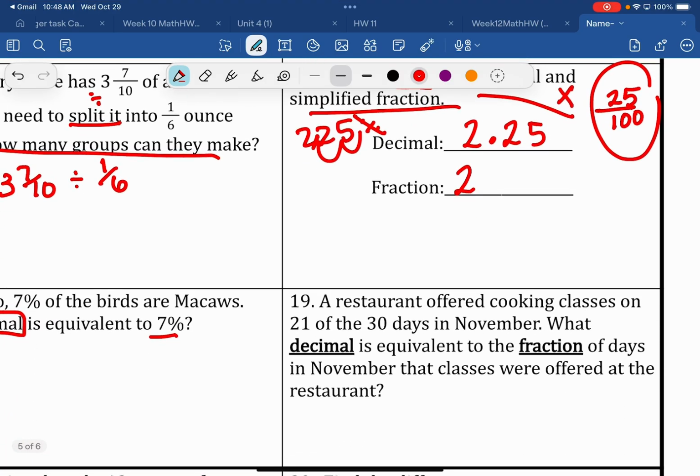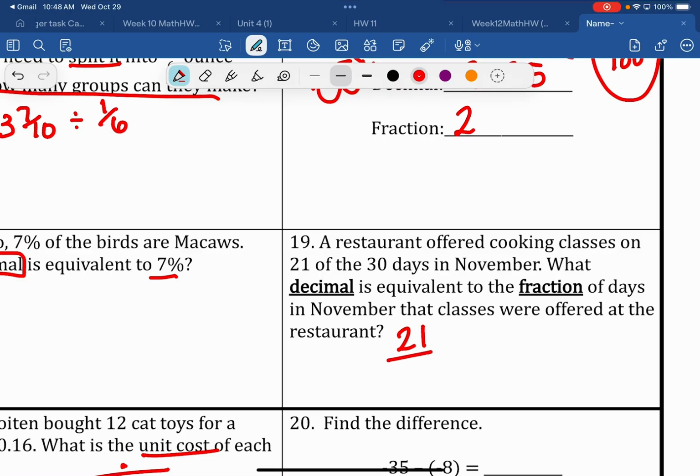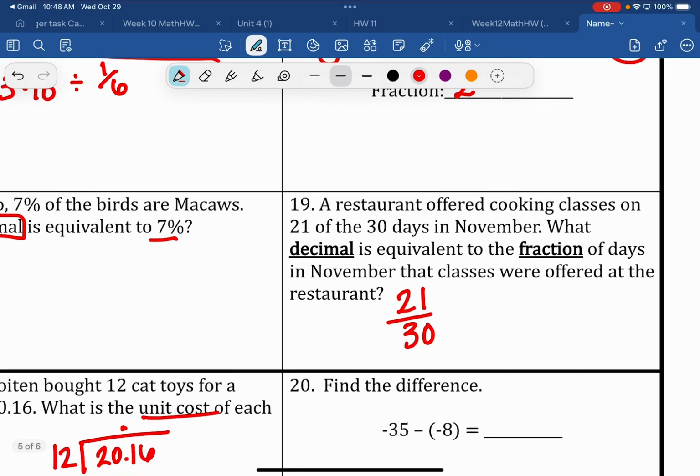19. A restaurant offered cooking classes 21 out of the 30 days. What's the decimal equivalent to that fraction?